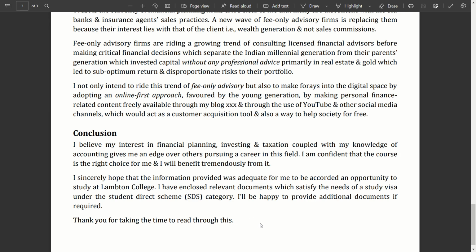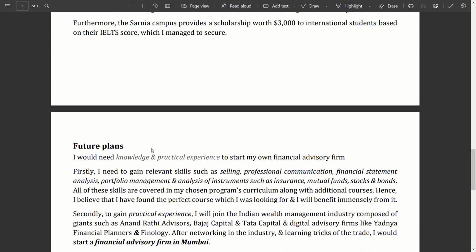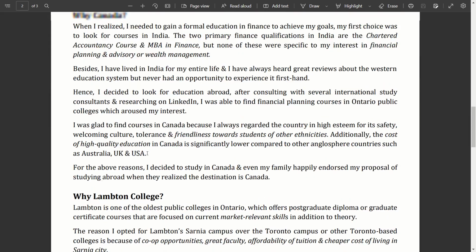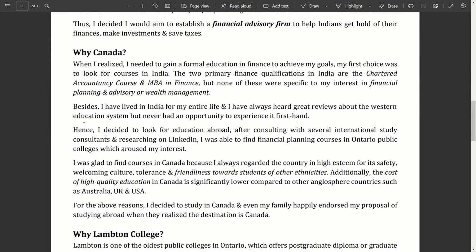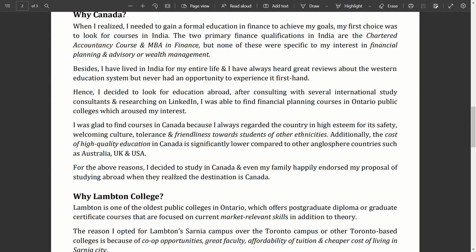Now I have left no reason for the visa officer to reject my SOP. He can't reject my SOP because I'm not coming back to India. He can't reject my SOP because my English is bad. He can't reject my SOP because I have not justified which college, country, and campus I am selecting. I've justified everything. There are no reasons for him to reject my SOP, and that's why my SOP did not get rejected.